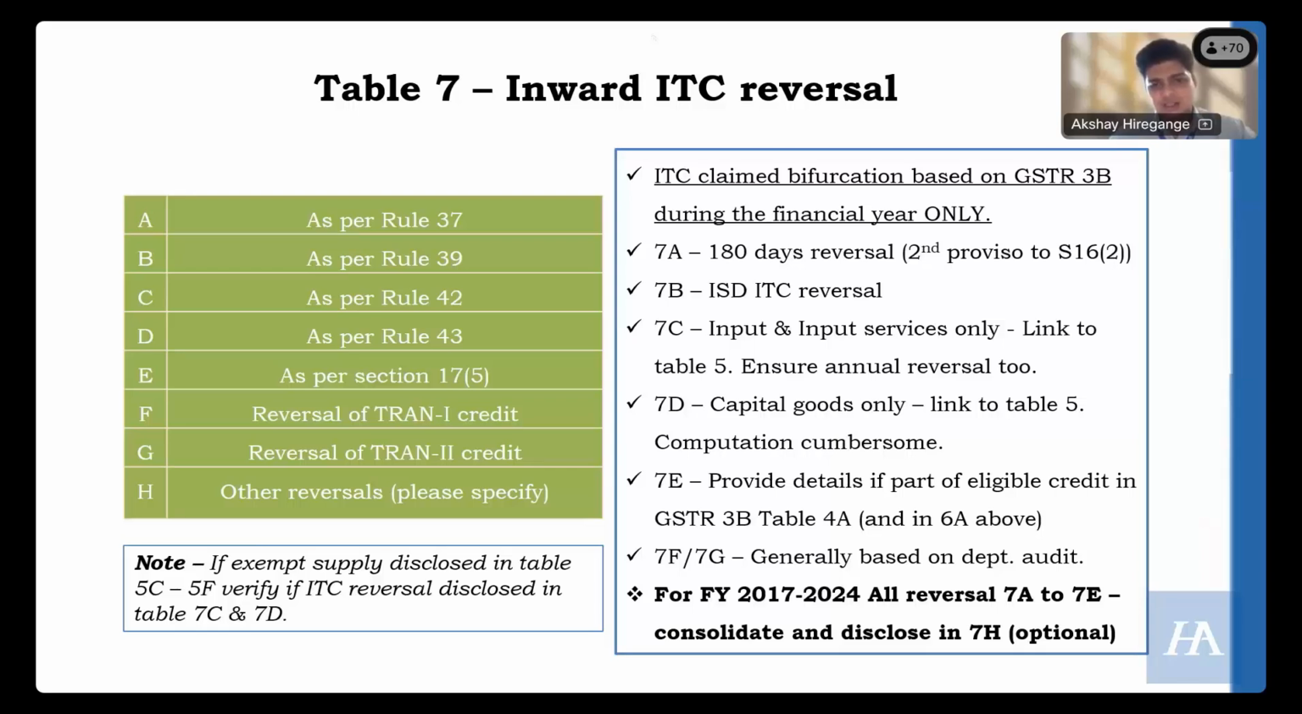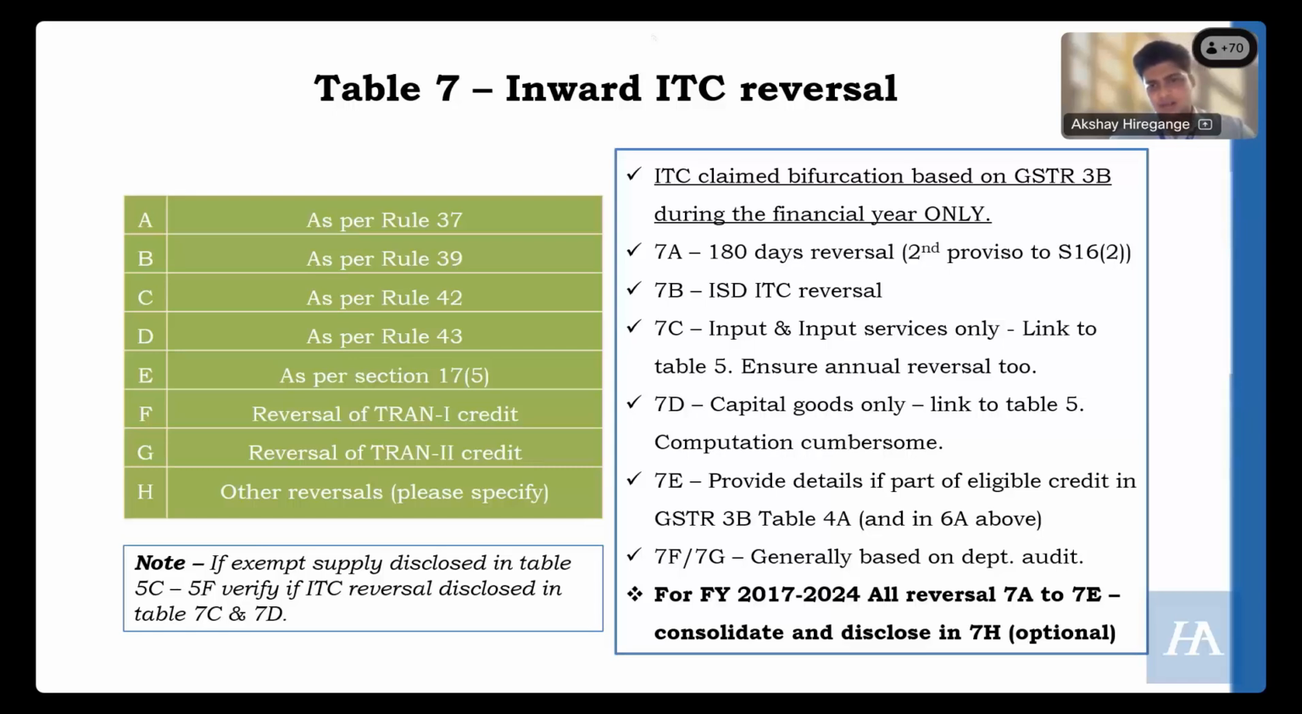7F and 7G, which are in relation to TRAN, generally do not apply, but if there is some court order for that year, then yes, you may consider them here. Table 7H can be used for disclosing all the ITC reversals, but I would suggest if you have the information and the bifurcation, please display it in the correct heads. It will help in explaining and also keeping your own internal reconciliations clear.